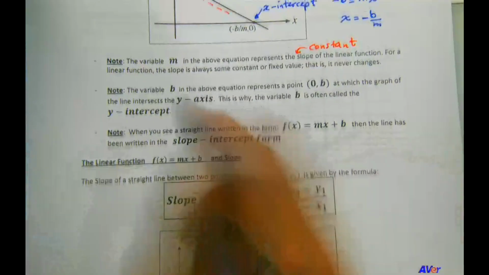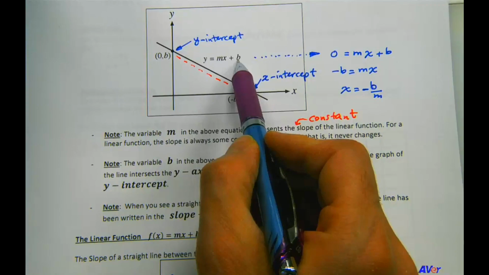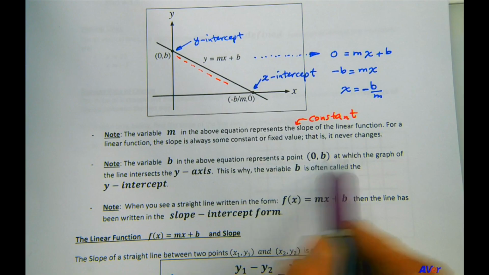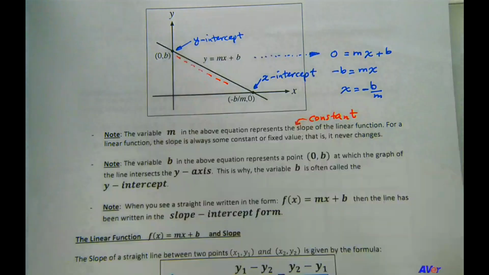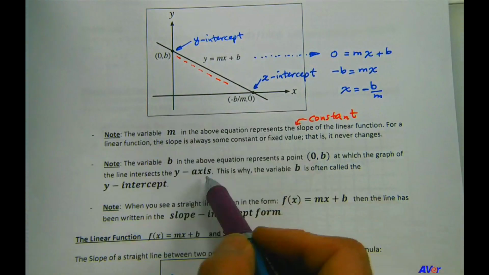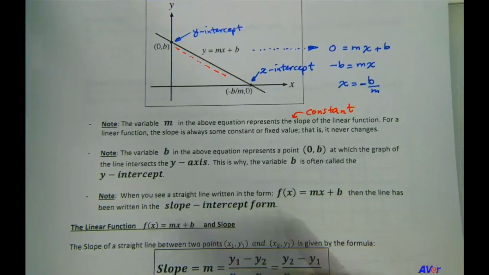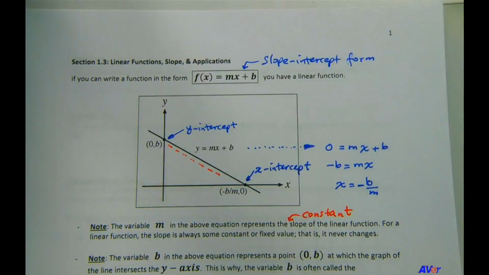So the variable b, the one that we just talked about, represents a point (0, b), the y-intercept, at which the graph of the line intersects the y-axis. This is just summarizing what we discussed there. And here I'm mentioning that the name of that equation is slope-intercept form, because a lot of times when you read a book, they refer to that form of a linear equation as the slope-intercept form, so you should be familiar with that terminology.